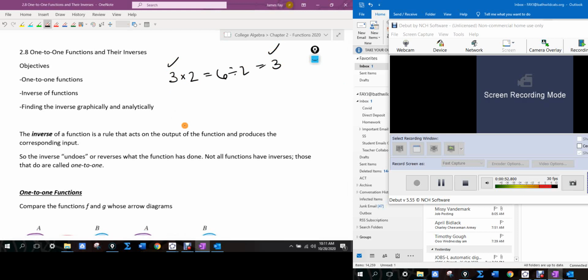So that's really the structure of what we're going to talk about here today with inverses. The inverse of a function is a rule that acts on the output of the function and produces the corresponding input. So this 6 was essentially the output of multiplication. We enact this, divide by 2, and it gets me back to the corresponding input that I started with.